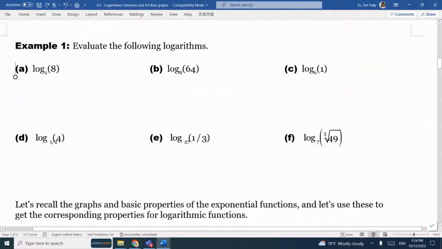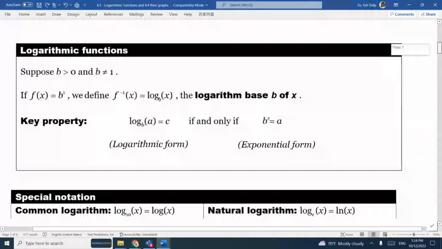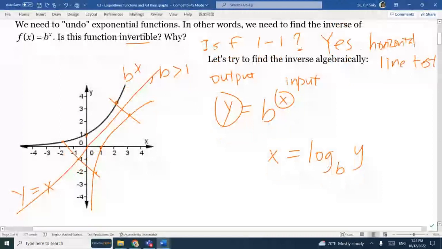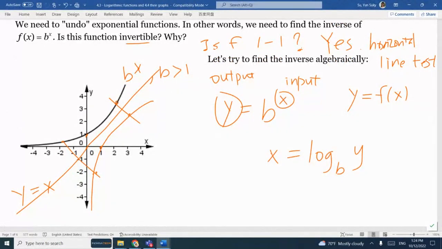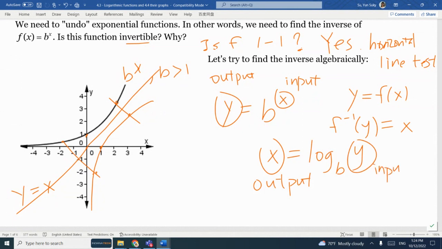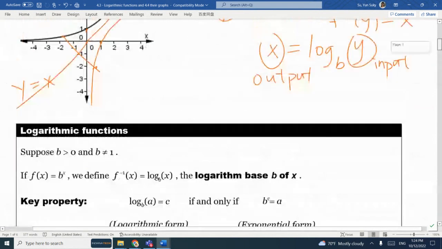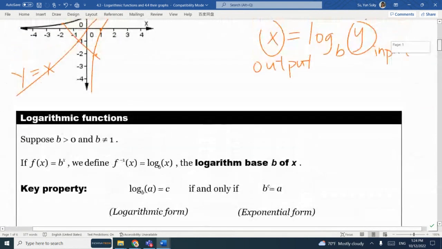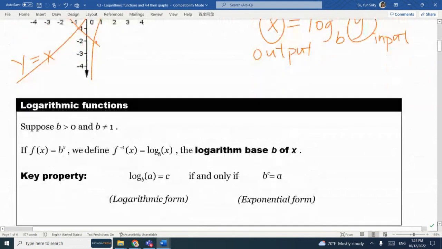Okay. So we have the function y equals f of x. Then when you apply the inverse function, you get f inverse of y equals x. Now this becomes the output, and the y becomes the input. That's the inverse function. Okay, and now let's see the definition of the logarithmic function.